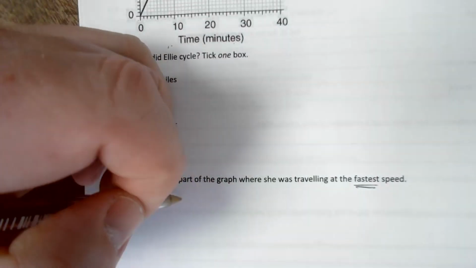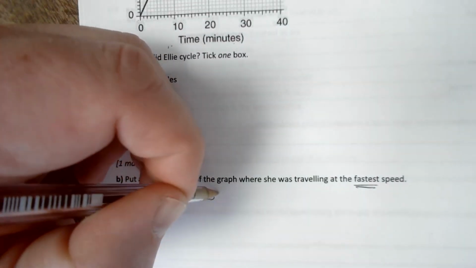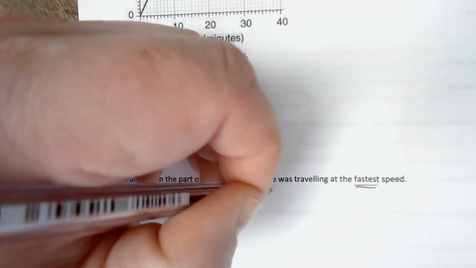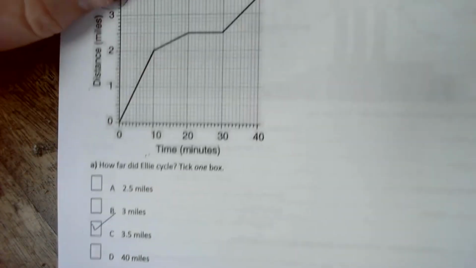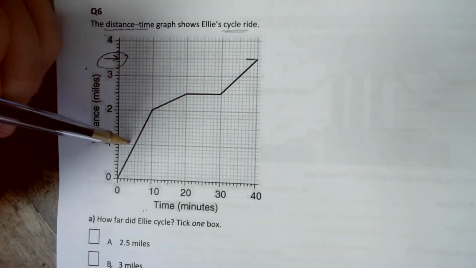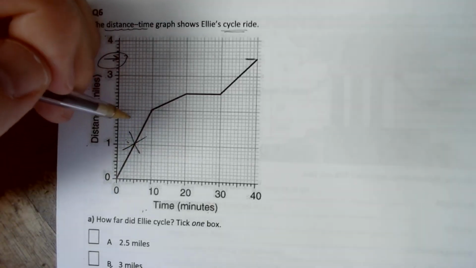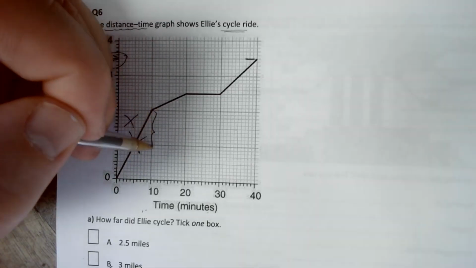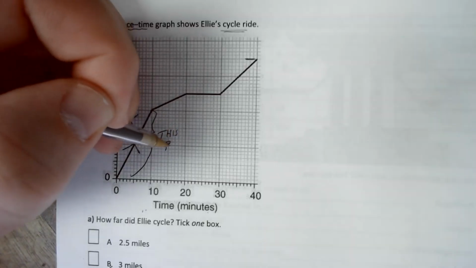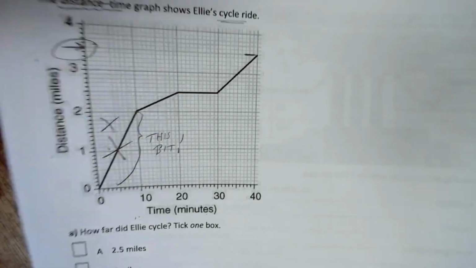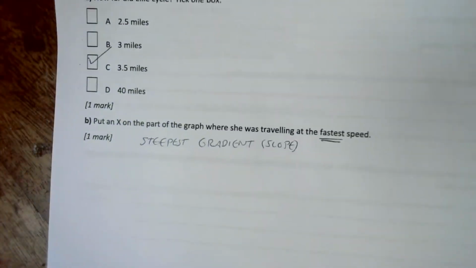Put an X on the part of the graph where she was travelling at the fastest speed. Well, speed is the steepness, and we call it the gradient, don't we? The gradient of the graph, so the steepness. The steepest gradient is where she goes fastest, and it is that section there. You could put an X on it, or you could put an X next to it. I'd still understand, but we're really looking at this section, and as long as it's clear, you get the mark. So an X on the steepest part.